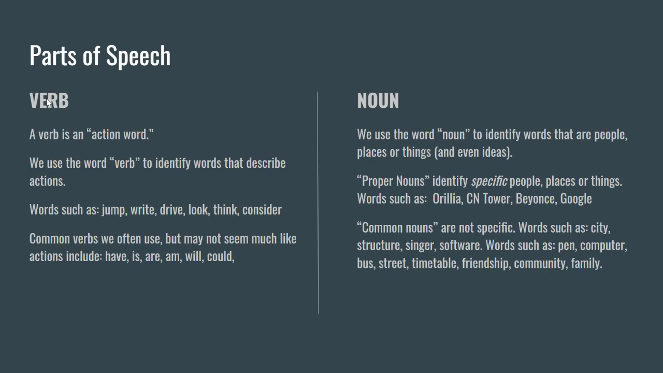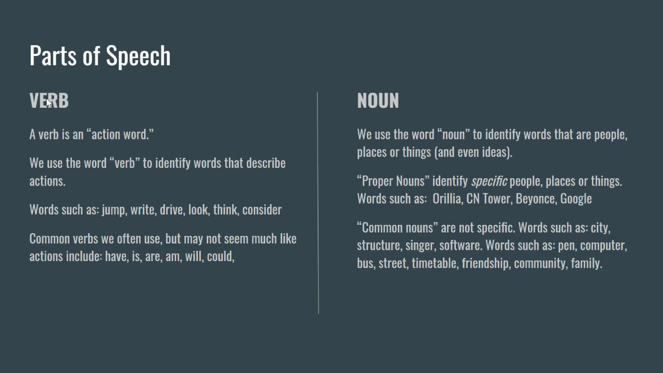So we use the word verb to identify words that describe actions. Words such as jump, write, drive, look, think, consider. Common verbs we often use, but may not seem much like actions, include have, is, are, am, will, could, those sort of everyday, smaller verbs, right? And so think of verbs as the actions in a sentence. Every sentence will have a verb. It'll have some sort of action built into it.